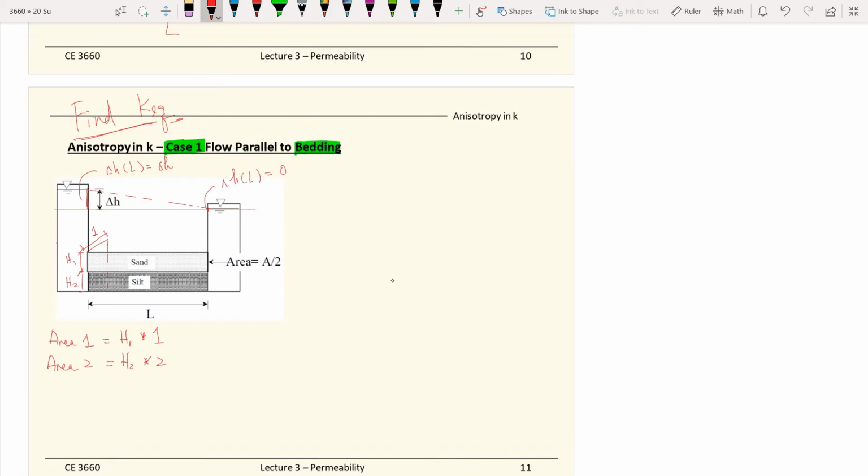And by the time that we exit the soil layers, the total amount of flow will be equal to Q1 plus Q2. So you imagine there's some water coming out from the sand layer, and also some water coming out from the silt layer, and the total water that comes out from the system will be equal to Q1 plus Q2.